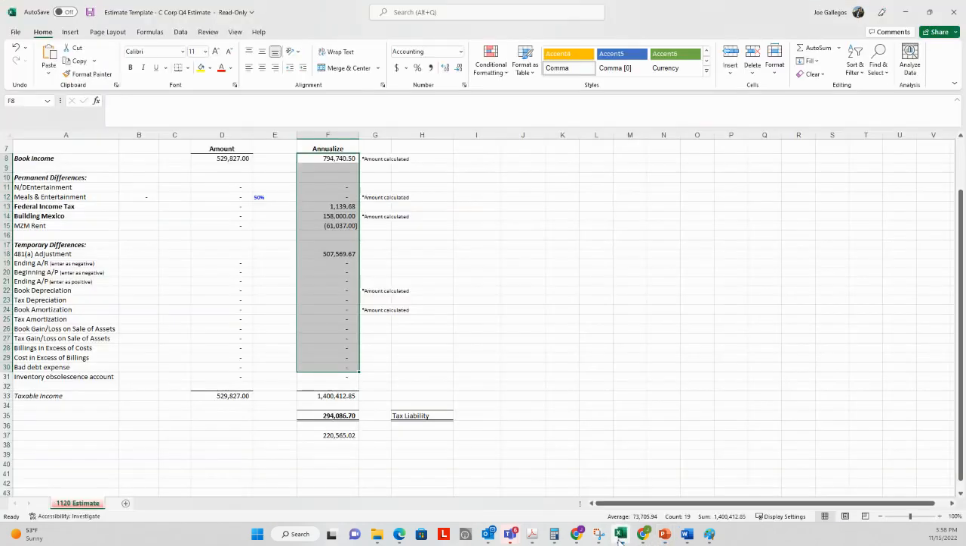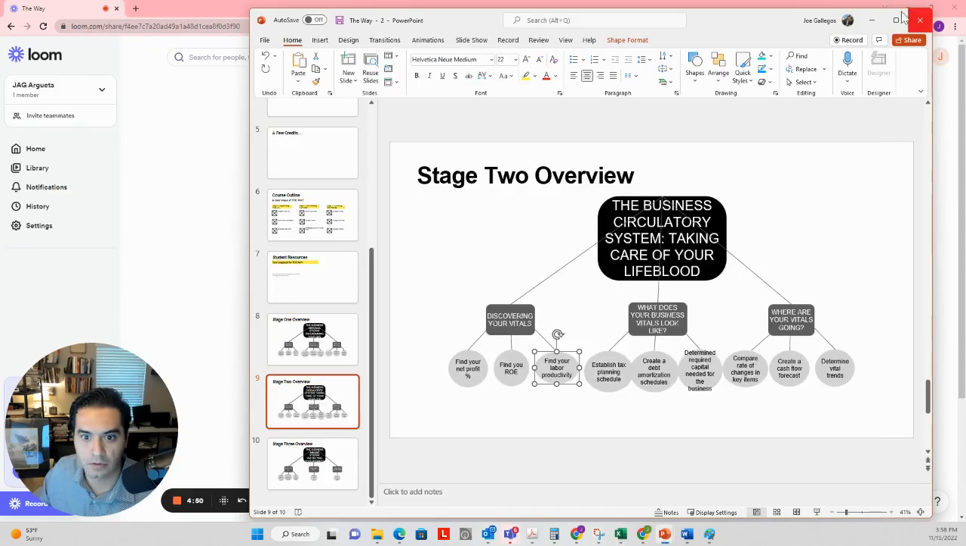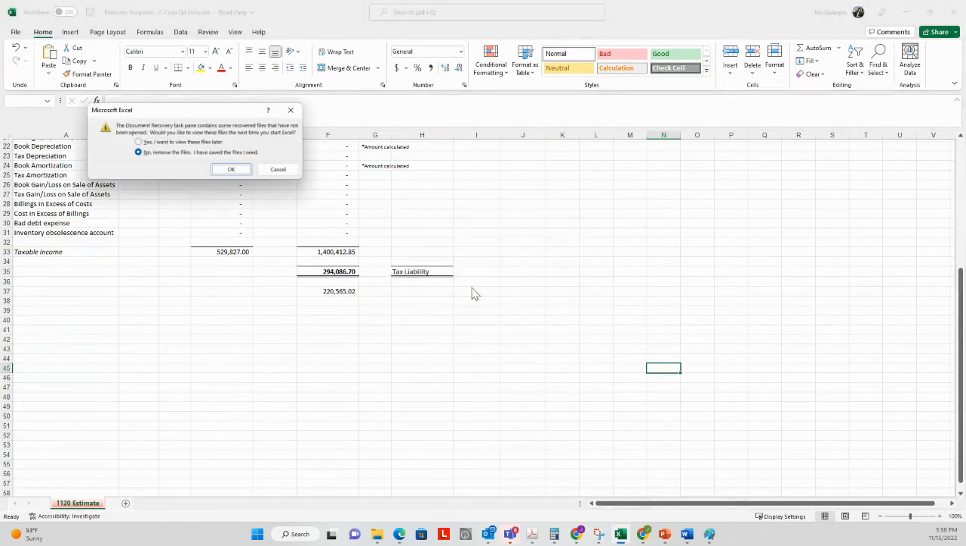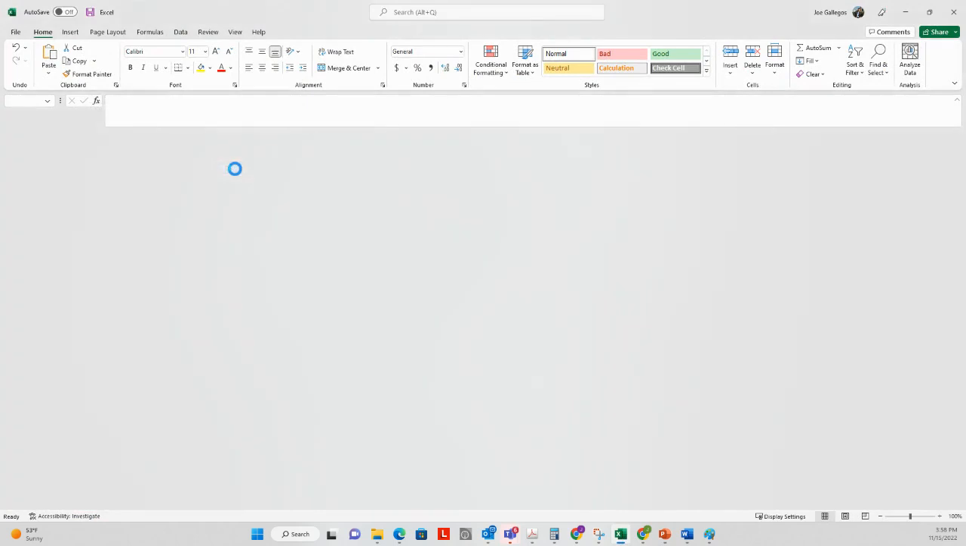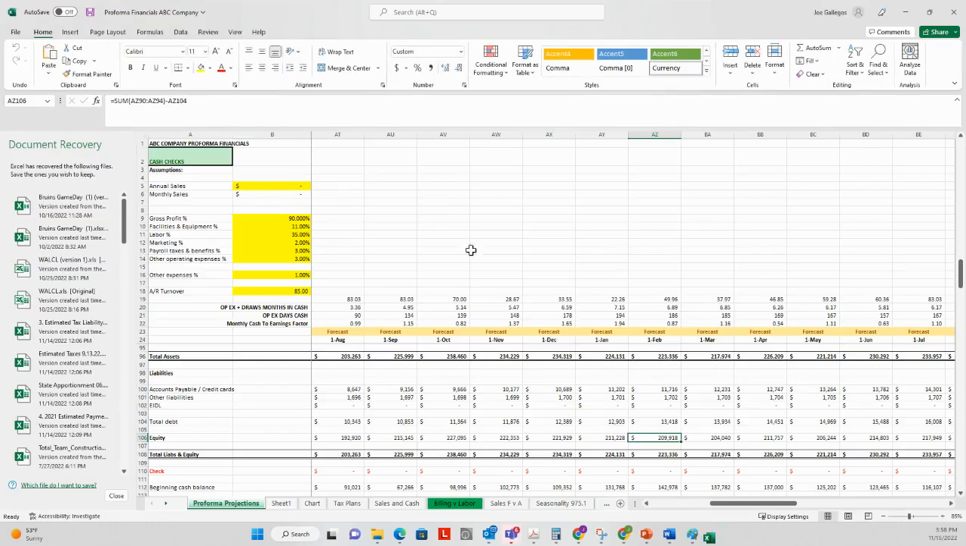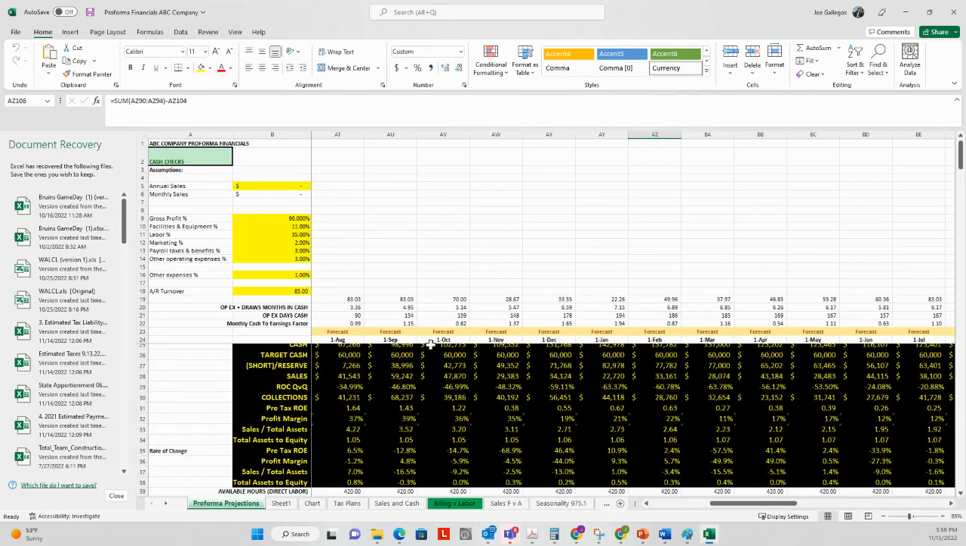And let me see if I have a good example here. Wrong thing. Let's see, what do we have? No client name there, so we're good. But it's an 1120S estimate. Wrong. Pull up ABC pro forma. Okay, we have ABC pro forma. Let's see if we have a labor productivity.